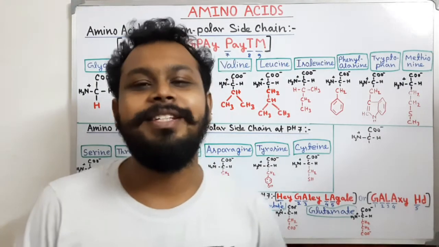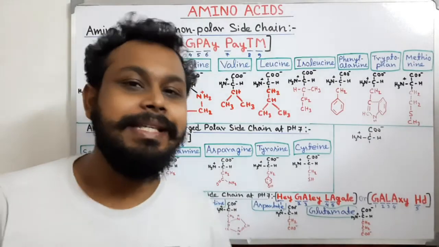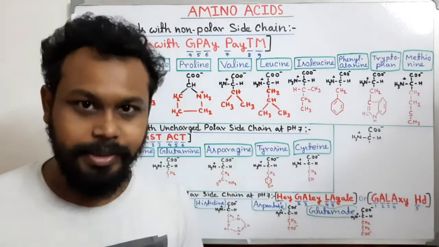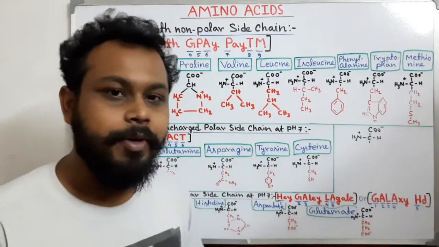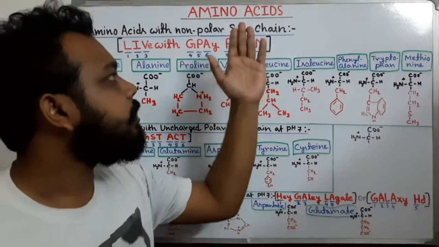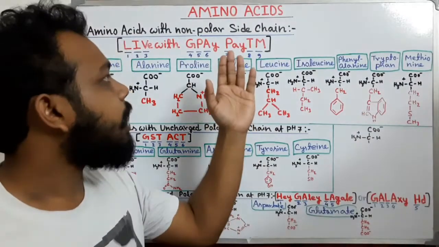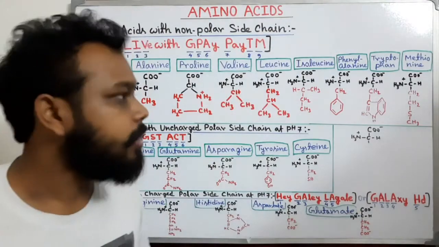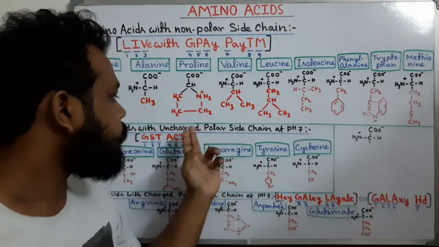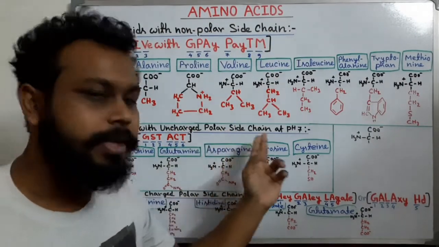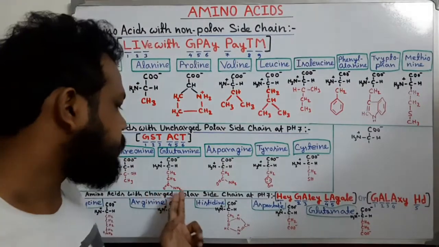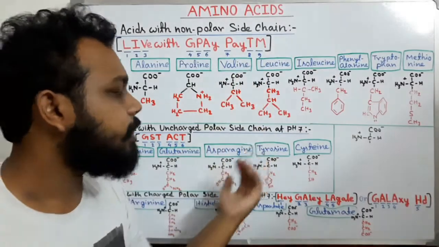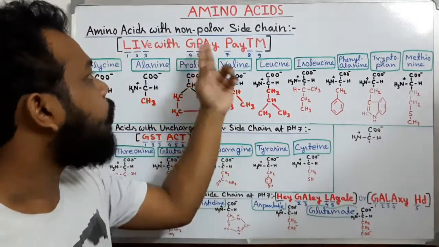Hello friends, today in this video we are going to discuss the easy way to remember all the structures of amino acids. There are a total of 20 amino acids, and we will categorize them into three groups according to their side chain. One is non-polar side chain, next is uncharged polar side chain, and last is charged polar side chain.